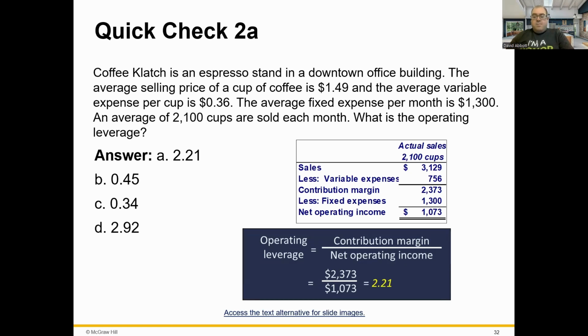And that is calculated by taking the contribution margin, which is the sales less the variable expenses, which comes out to 2,373, divided over the net operating income, which is 1,073. And so that comes out to 2.21.